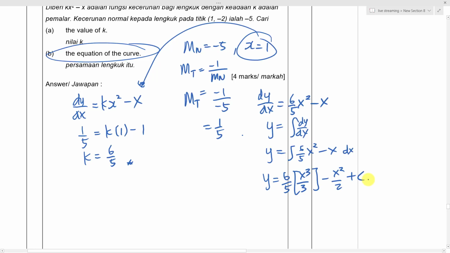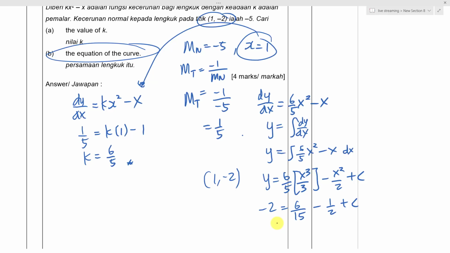First thing is I want to find c. I have the coordinate (1, -2). Because the normal at that point, that point definitely must be on the curve, so I can use this coordinate. Negative 2 is here. Substituting 1 into here gives 6/15 minus 1/2 plus c. I can get my c by typing everything in the calculator: negative 2 plus 1/2 minus 6/15. So my c equals negative 19/10.